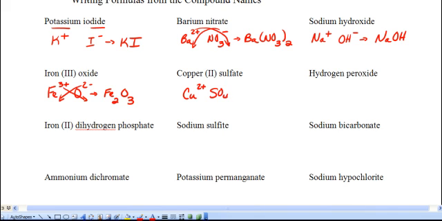Copper 2 sulfate. Copper 2 is Cu2 plus. Sulfate is SO4 2 minus. A plus 2 and a minus 2, they already reduced to a 1-to-1, so it is simply CuSO4, copper 2 sulfate.